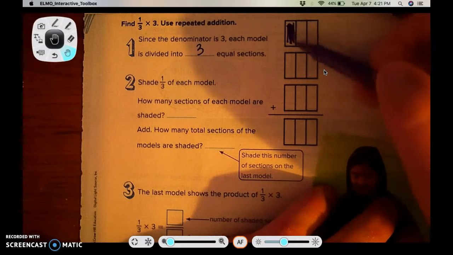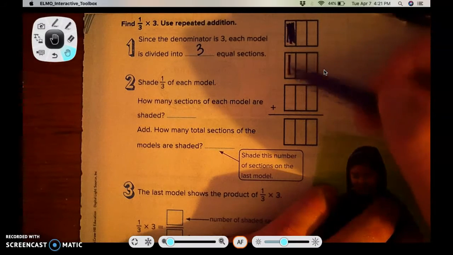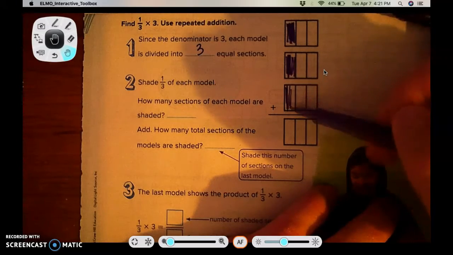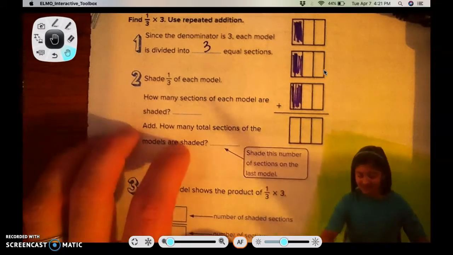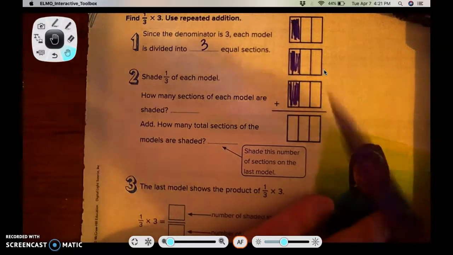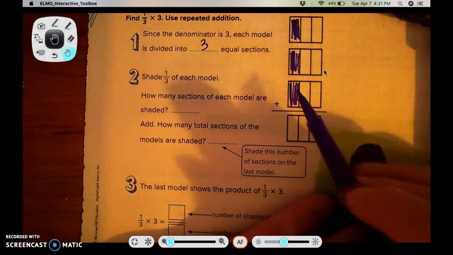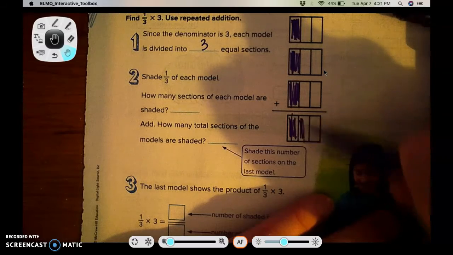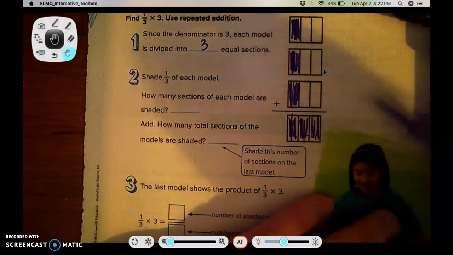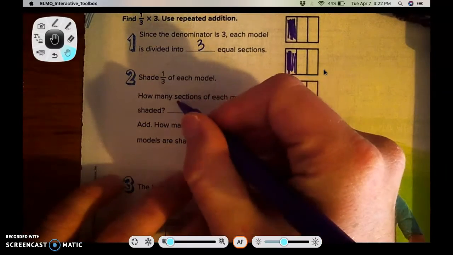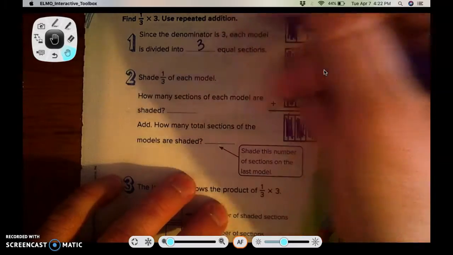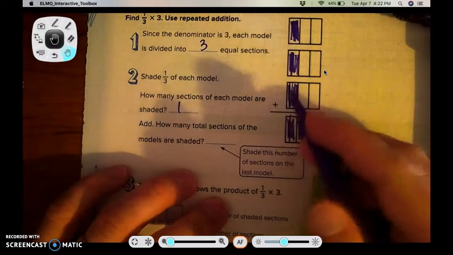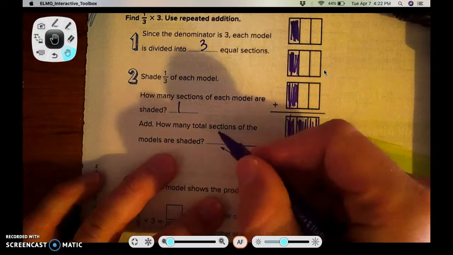So I'm going to shade 1/3 of the first whole, 1/3 of the second whole, and 1/3 of the last whole. And I'm going to add those together. So it's 1/3 plus 1/3 plus 1/3. So I have 3 of them total. How many sections of each model are shaded? There's 1 section of each model shaded. How many total sections of the model are shaded? 3 of them.